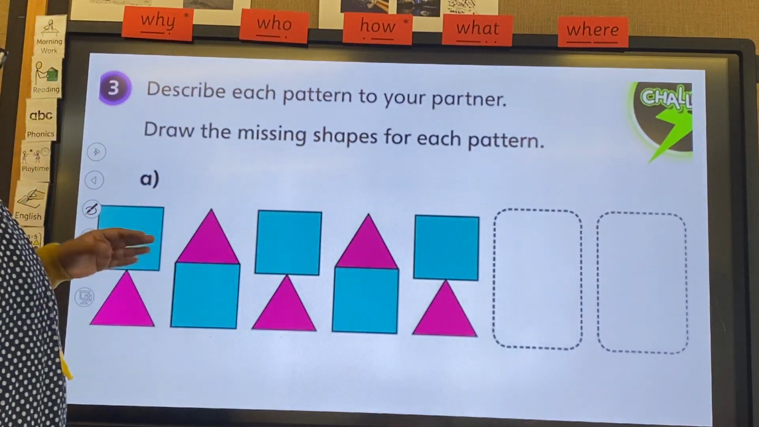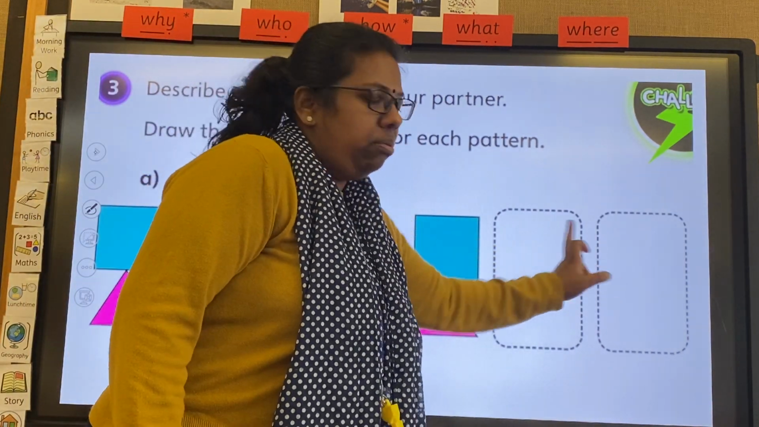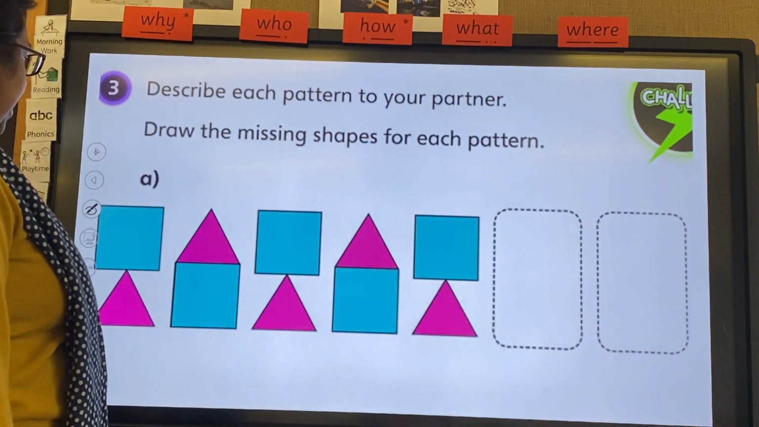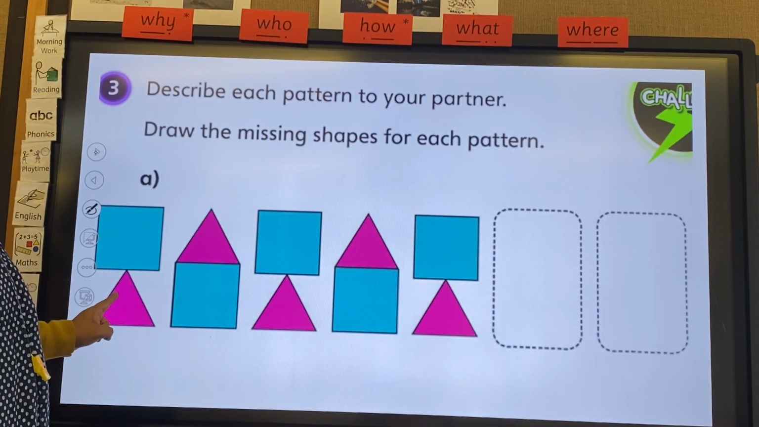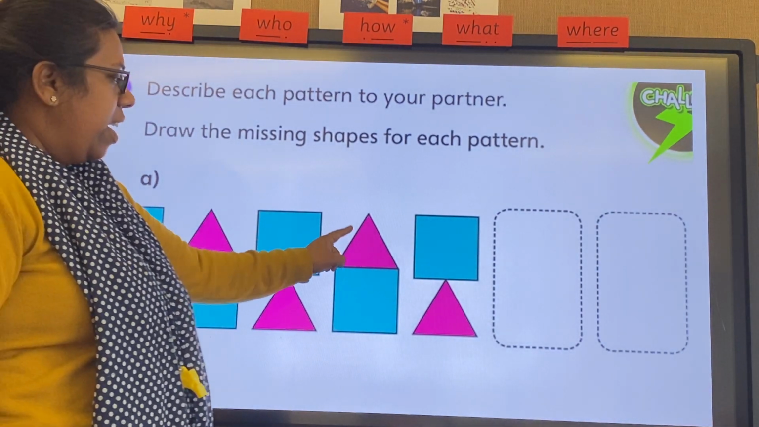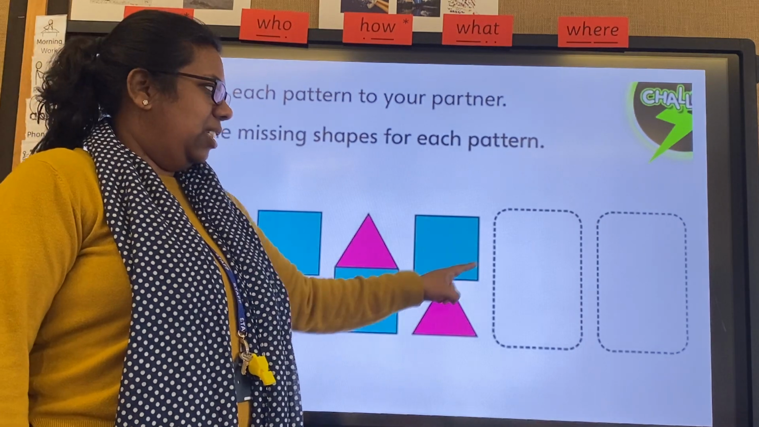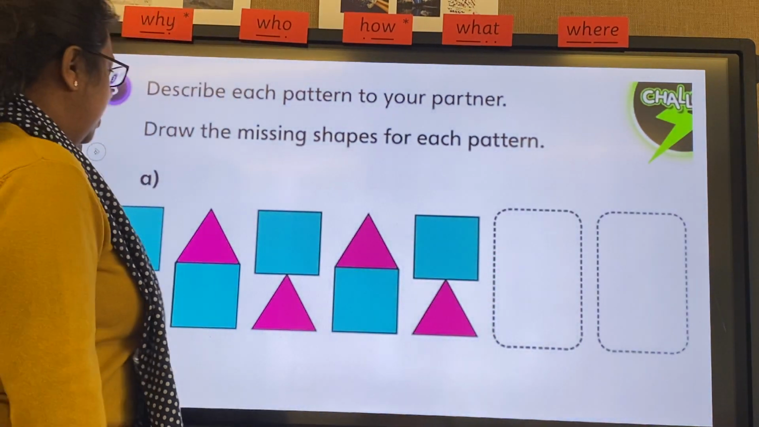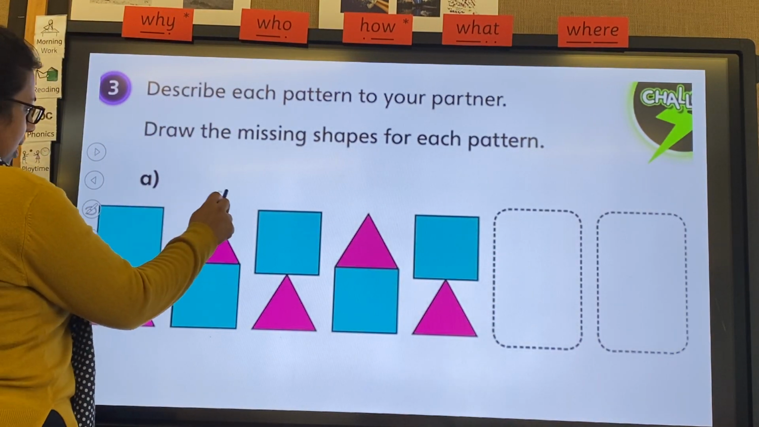Right, so I've got my pattern here and then I've got my 2 spaces over here to fill in. I have a square and a triangle, triangle and a square. Square, triangle, triangle, square. Square, triangle. What will go here? So look again.